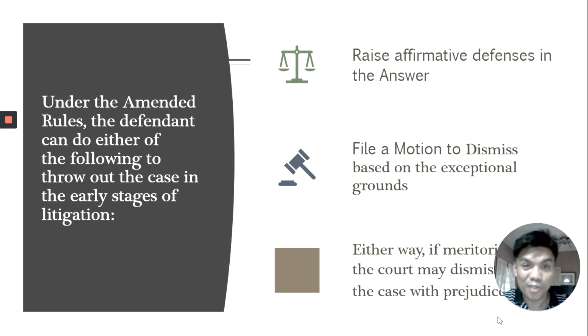Okay, so clearly, the motion to dismiss is not totally lost to the defendant. The grounds are just minimized and specified, while the others are placed as grounds for an affirmative defense in the answer. Okay, so that's how the motion to dismiss has ended up after the amendments to the rules of civil procedure.